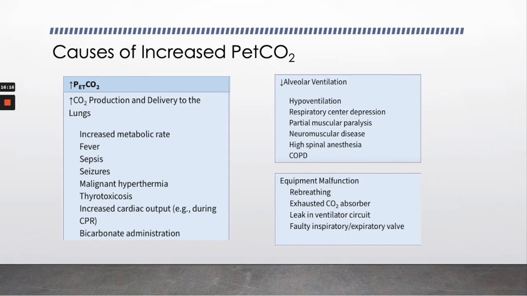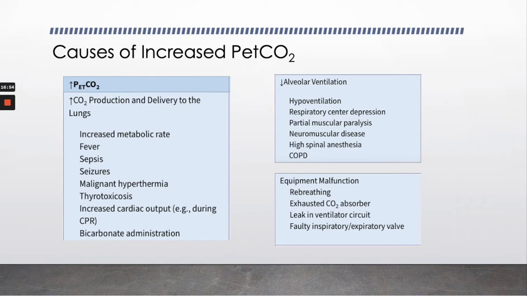Decreased alveolar ventilation: hypoventilation, anything that's going to depress the respiratory center, so opioids, for example, or some of our anesthetics. Partial muscular paralysis, muscular disease, neuromuscular disease, a high spinal anesthesia, and COPD can decrease our alveolar ventilation as well. And equipment malfunction, such as rebreathing any CO2, an exhausted CO2 or soda lime absorber, a leak in the ventilator circuit, and a faulty inspiratory or expiratory valve. Those can all cause an increase in end tidal CO2.